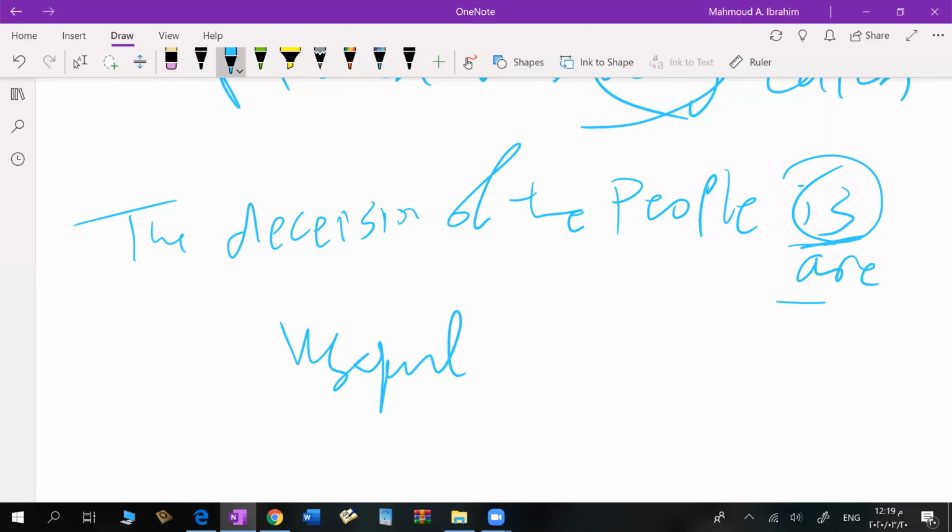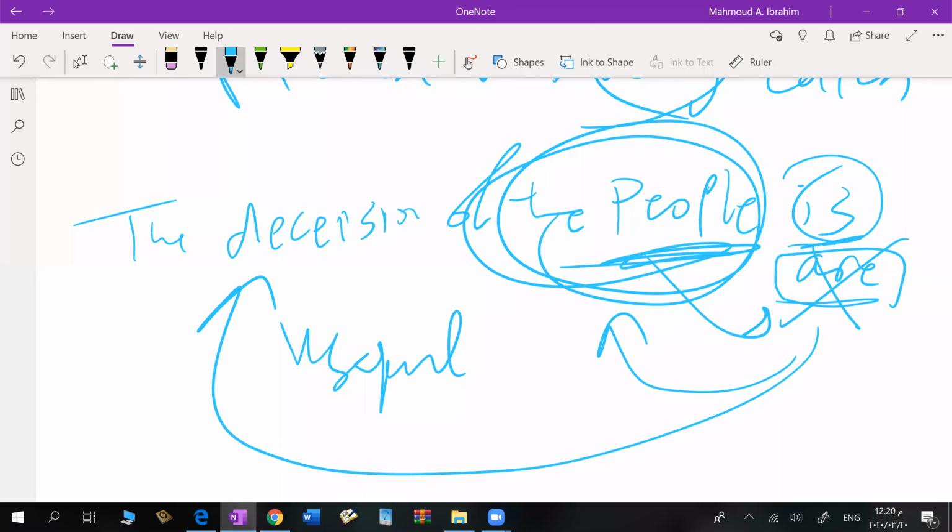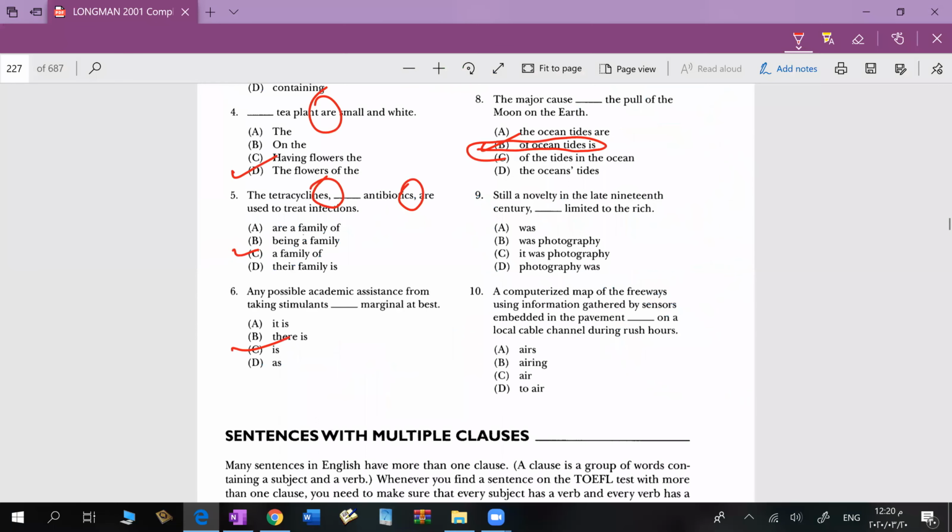But why do some people use "are"? Because of the people, because "the people" is close. This is called the proximity rule. Do not be deceived by the proximity, by the nearest noun. The nearest noun is not the subject. The subject is the decision, okay? So here, the major cause is the subject. What verb should it take? Is.